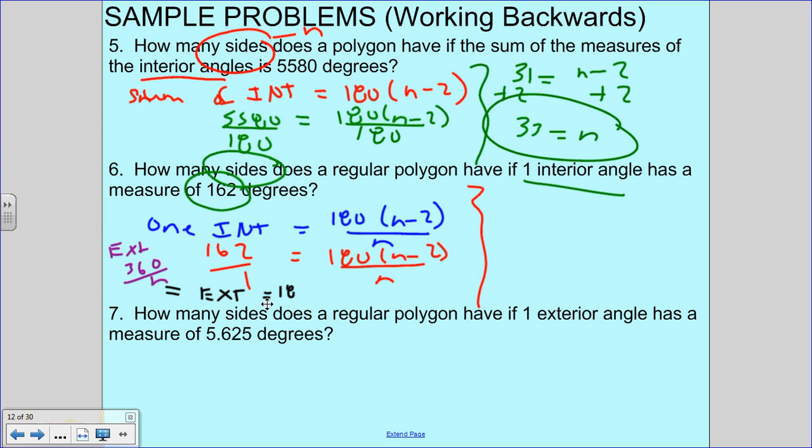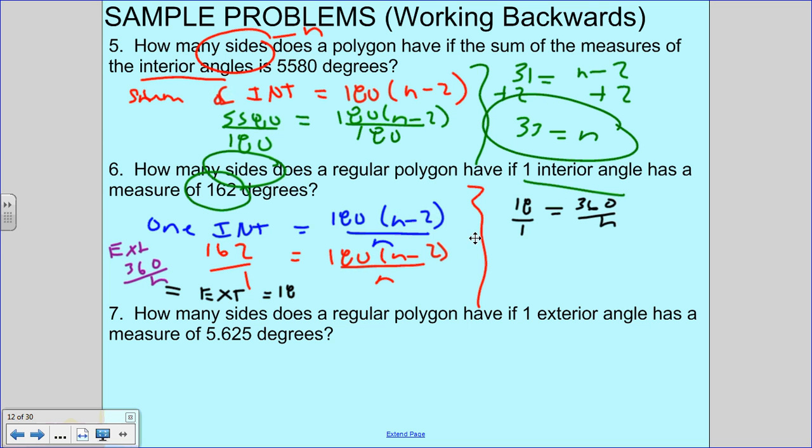So since I know the exterior has to equal 18, and I know the exterior formula is 360 over n, doesn't that look a little easier to manipulate than the original one I had in red? So that might be a strategy that you should use. It's less complicated and it leaves less room for error. So I would use this one if I were you.